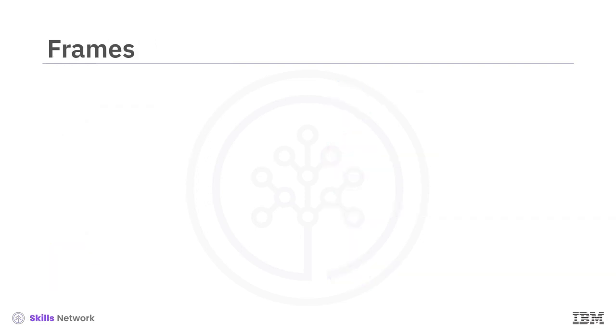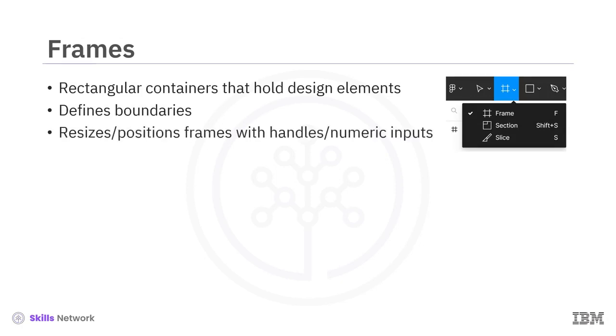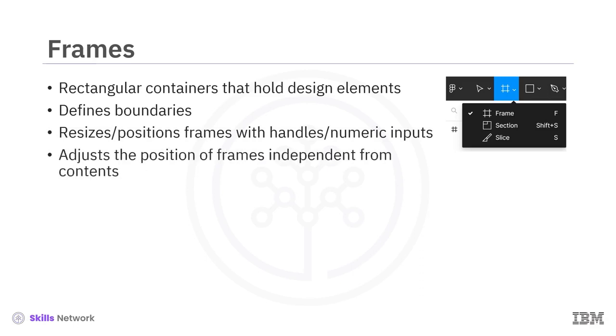The first essential concept to learn about in Figma is frames. Frames in Figma are rectangular containers that hold all the design elements, like shapes, texts, and images. You can use them to define the boundaries of a design and organize its contents. You can resize or position frames on the canvas using handles or numeric inputs, and adjust the size and position of the frames independently from their contents.